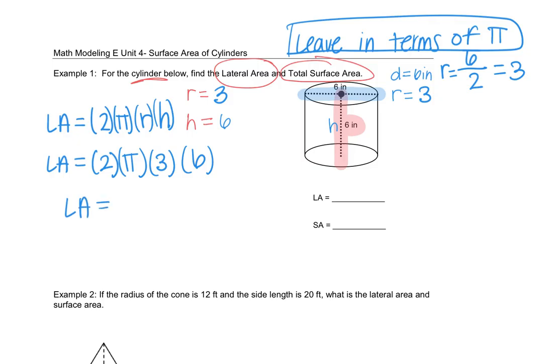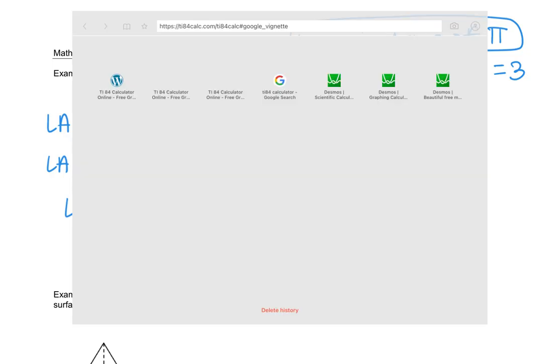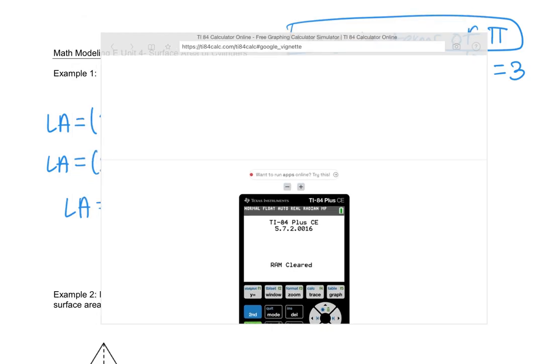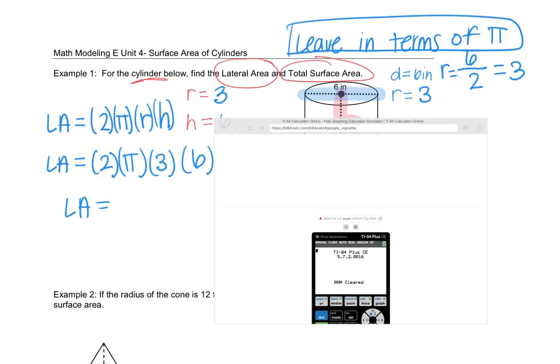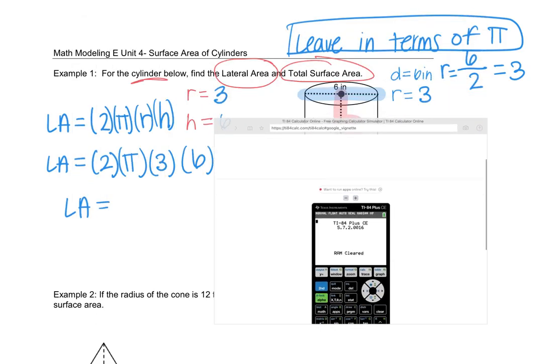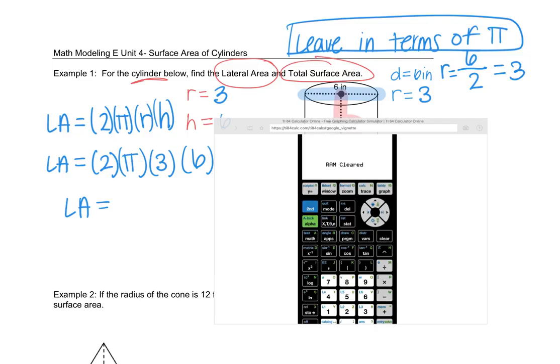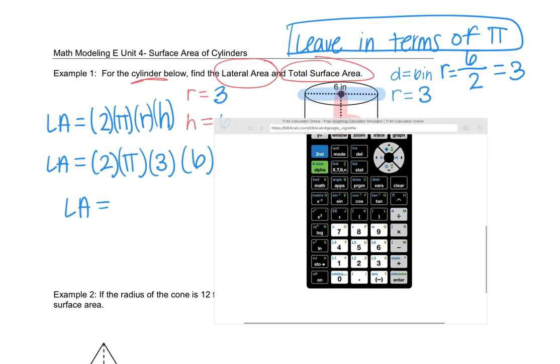So let me pull up my calculator. Okay, so I have my calculator right here. I'm going to type in everything except the pi. So the pi is not going in the calculator. I'm going to start with 2, and I'm putting my parentheses as well. I'm not putting pi, but I'm going to put the 3. I'm going to put the 6 in next.